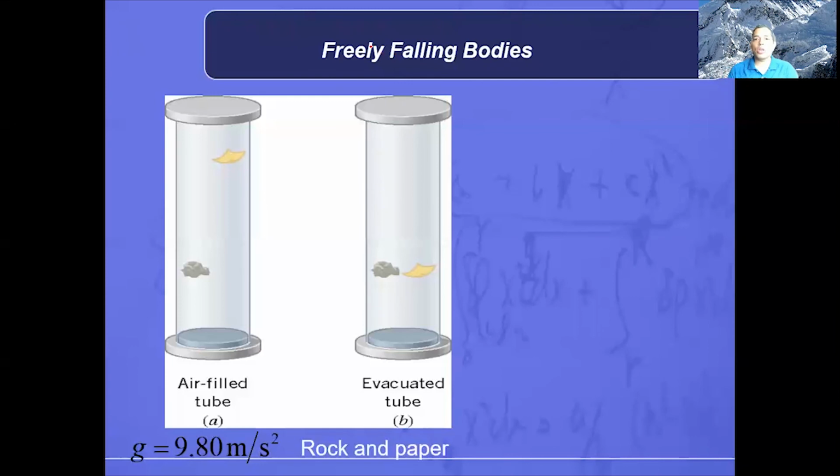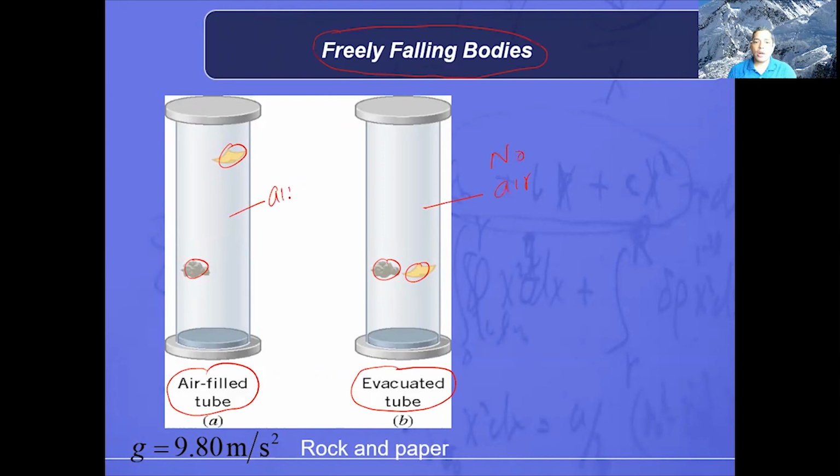So in this slide, we'll be talking about freely falling bodies, right? Okay. So let me start with these two tubes here. One of them is an air-filled tube, and the other one is an evacuated tube. Both of them have a rock and paper. This is rock, this is paper. This has no air, and this has air.